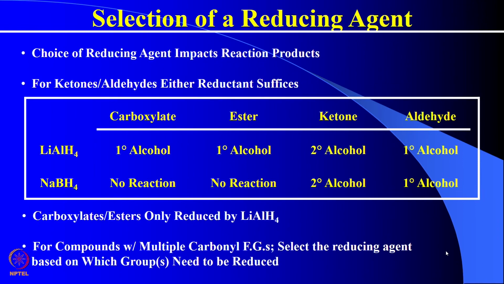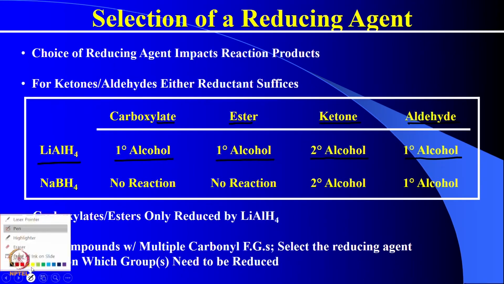For ketone and aldehyde, either reducing agent is sufficient. If we use lithium aluminum hydride as the reducing agent, then a carboxylate ion or a carboxylic acid is reduced to primary alcohol. Ester is reduced to primary alcohol. Ketone is reduced to a secondary alcohol, and aldehyde is reduced to a primary alcohol.